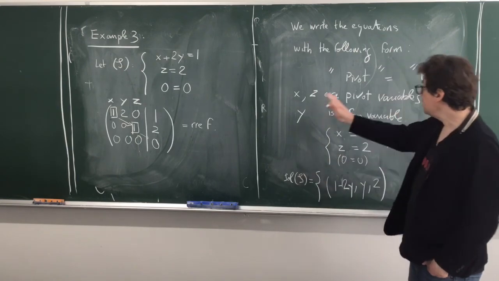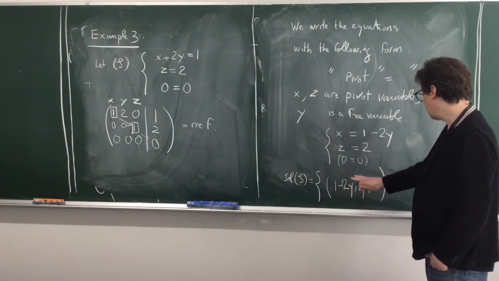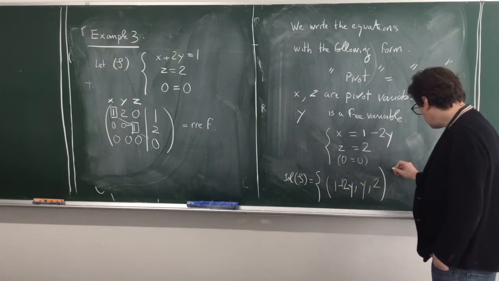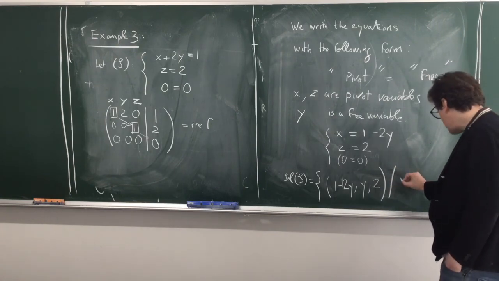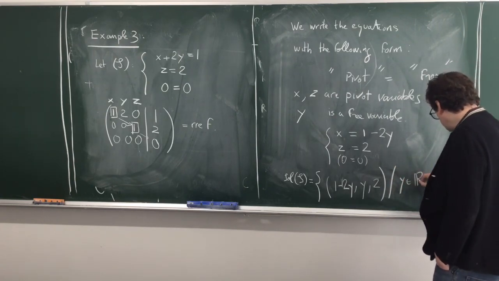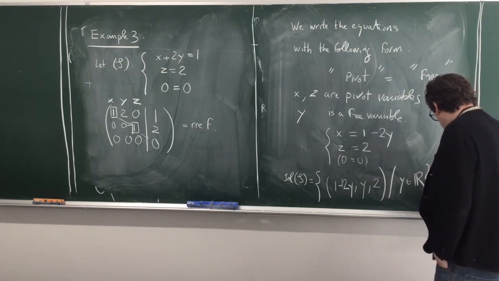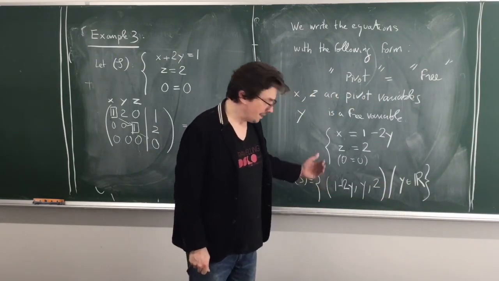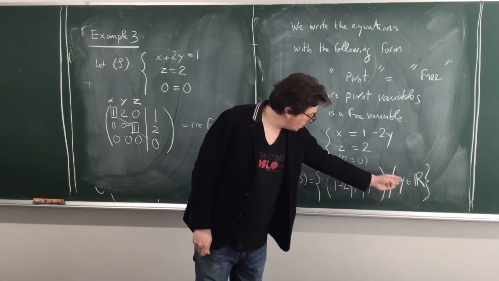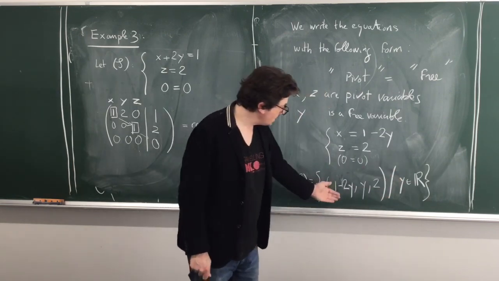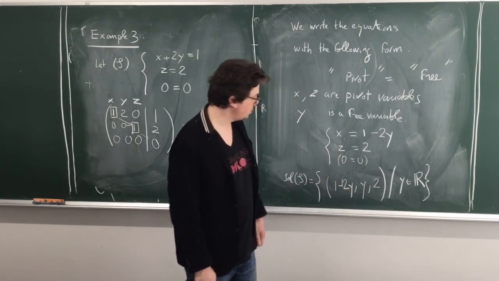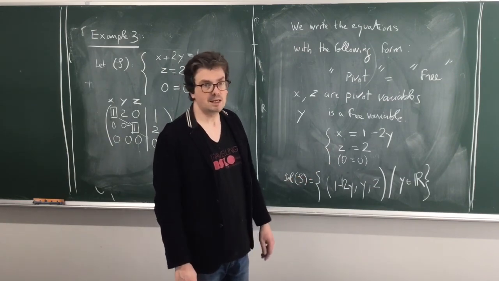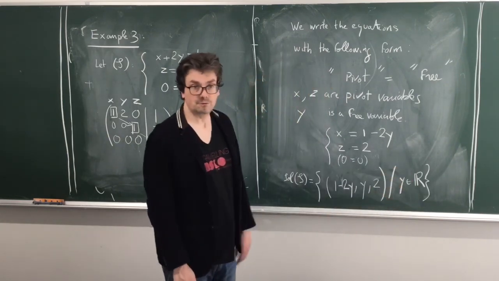So the set of solutions of this system is the set of triples of the form (1 minus 2y, y, 2). And you have to say what y is. Well, y can be any real number. This is the set of solutions of my system. As you can see, there are infinitely many, because each time I plug in a value for y, I will get another solution. So you can put y equals 0, you will get one solution. You can put y equals 1, you will get another solution, and as many as y varies along the real numbers.